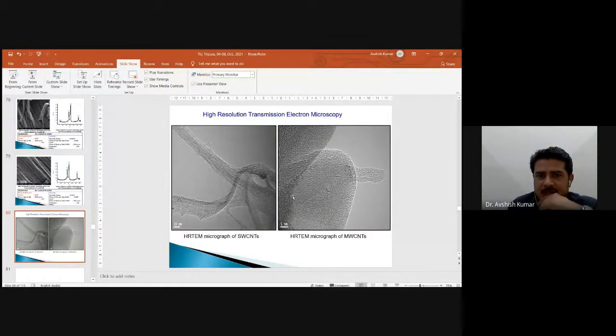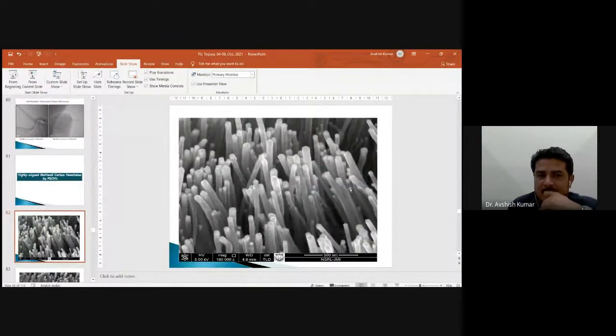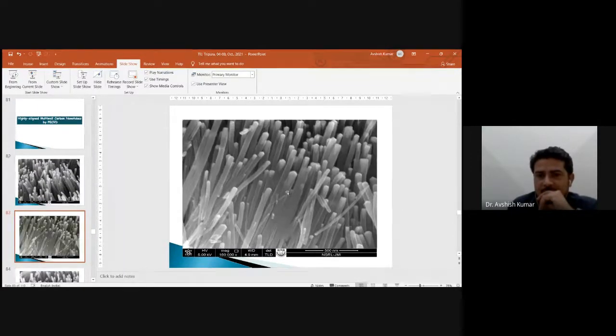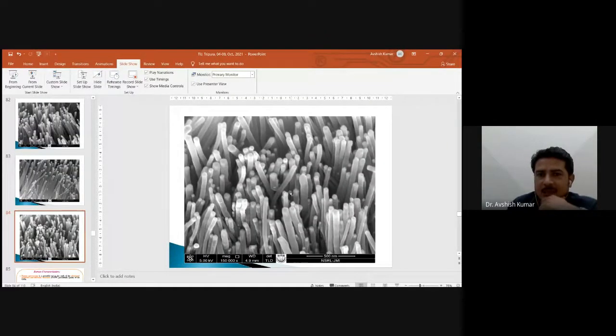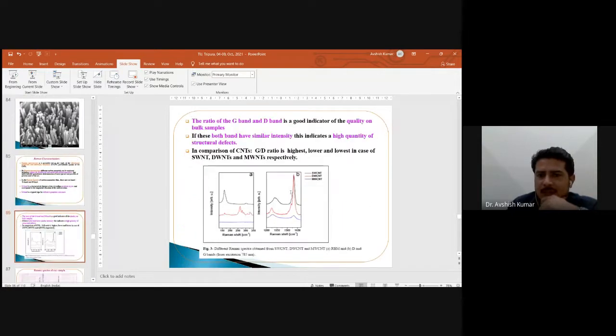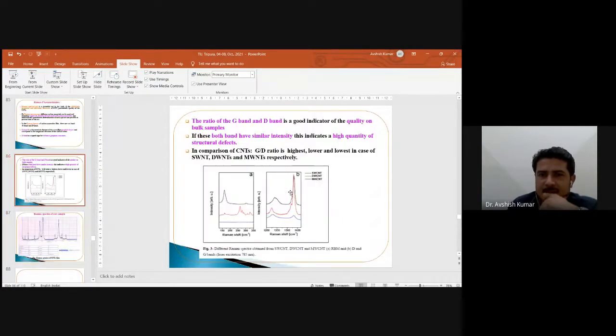These are the high resolution TEM images of multi-wall carbon tubes, and this is the single wall carbon tube. We have grown these multi-wall carbon tubes with this PECVD system, and we have just patented these structures. We have set parameters for the synthesis of these. On the tip you can see the catalyst, and we have used nickel catalyst for the synthesis of these carbon nanotubes. This is the Raman characterization of these systems.